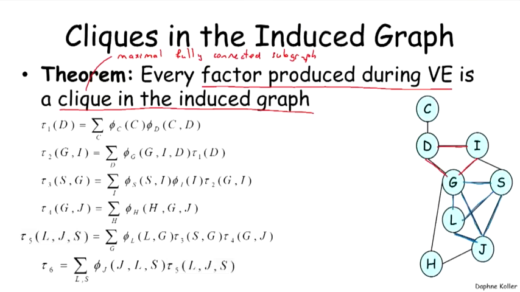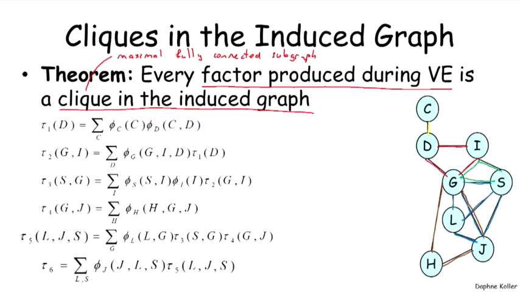So here is another clique in this graph. So we have GID being one clique, GS, L, and J being another clique. We're going to have a third one, which is G, S, and I. Another one, which is CD. And let's see if I have enough colors to do this. And a final one, which is G, H, and J.